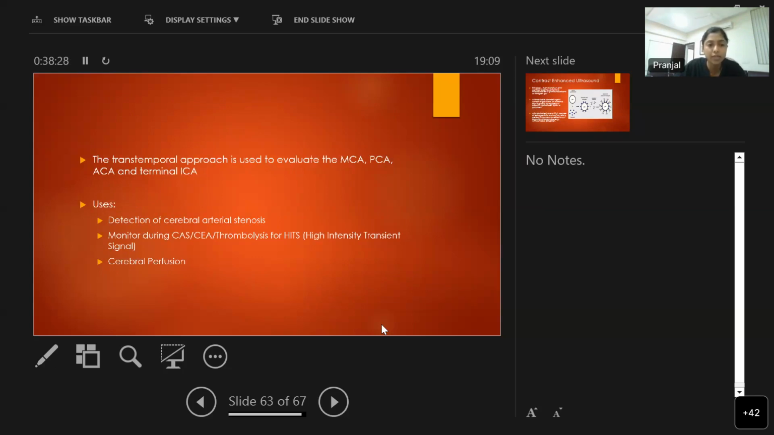It is used to detect cerebral artery stenosis. It is used for monitoring during carotid artery stenting, carotid endarterectomy, and thrombolysis to monitor for high intensity transient signals. It is also used for assessing cerebral perfusion.